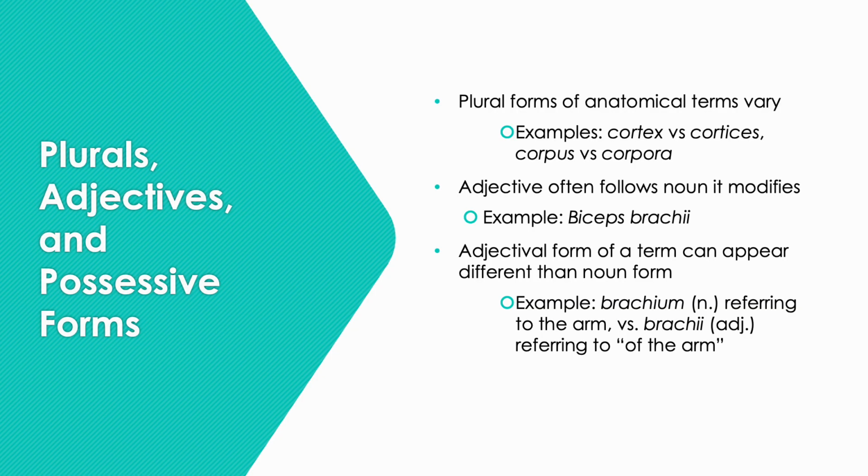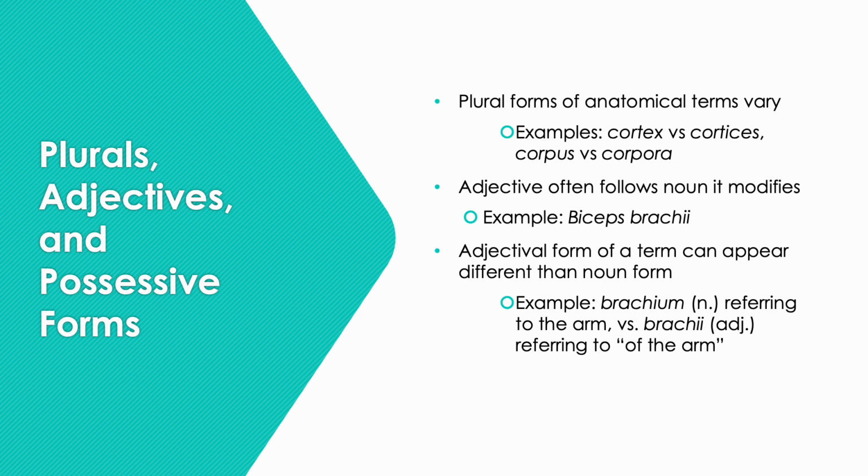Plurals, adjectives, and possessive forms in the language of anatomy can vary greatly depending on the term. You just need to keep in mind that they do not follow the same language rules as English. Usually in English, when we're making something plural, we add an S or an ES to the end and it makes things plural. Very few situations don't. The majority of things is S or ES.